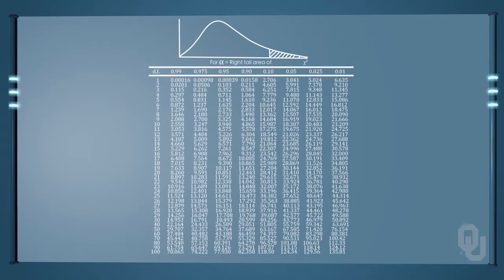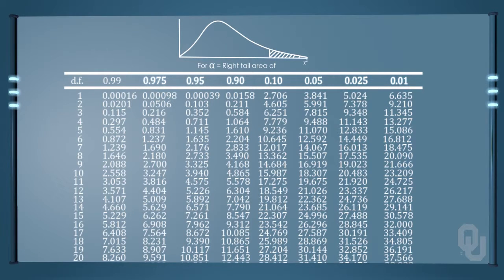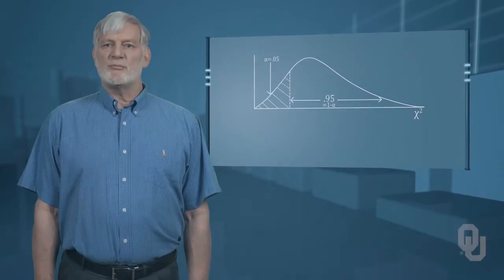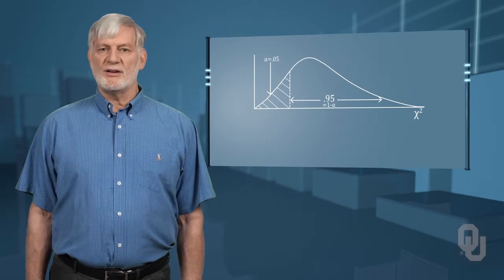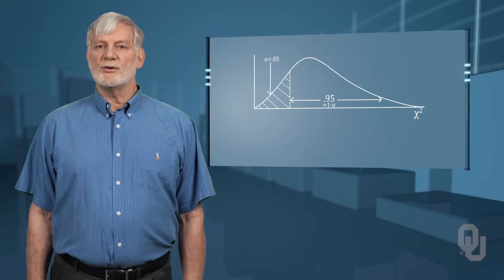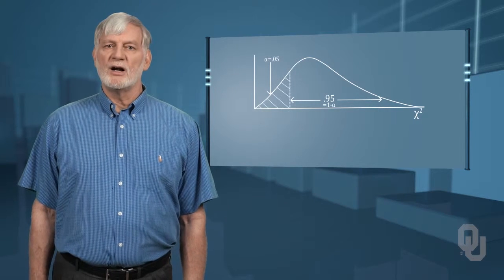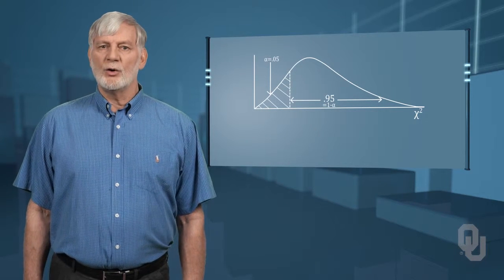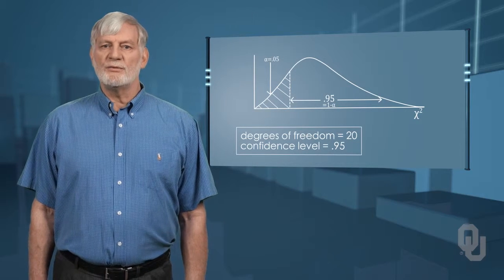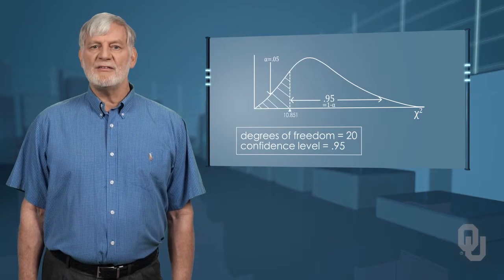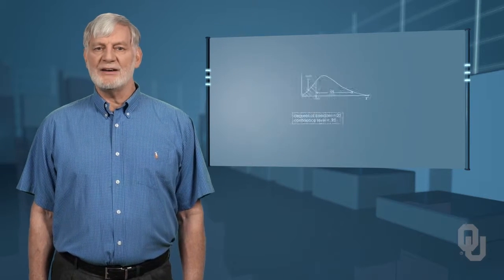To find the critical value for the left-hand tail, we have to go back to the table. The table is set up to be read from right to left, so we want to find the column with 0.95. This is the amount of probability in the right-hand part of the distribution, so that 0.05 probability is left over in the left-hand tail. Going down to 20 degrees of freedom, we find that the critical value for the left-hand tail is 10.851.